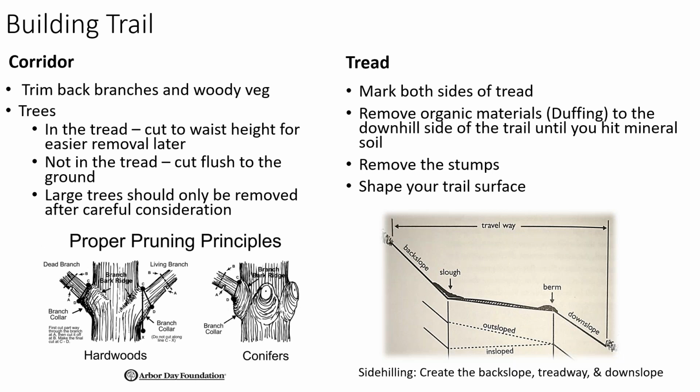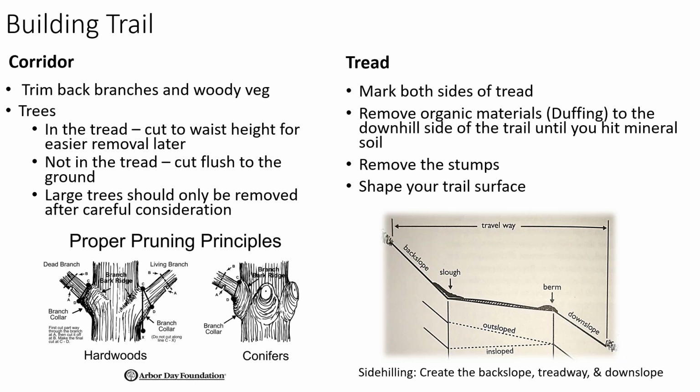Yep, so you've removed your duff. Now you want to shape your trail surface. And again, all trails look different, but this is a graphic from the U.S. Forest Service, which provides some terminology for your trail tread. It includes the main traveled way, the back slope, which is the uphill side of your trail, and then your downslope, the downhill side of your trail. And it shows those two concepts of slough and berm.